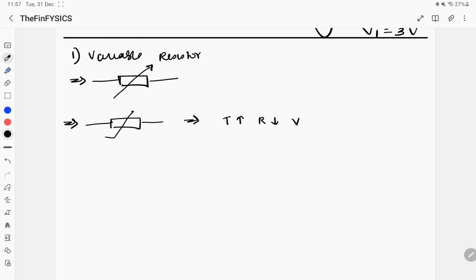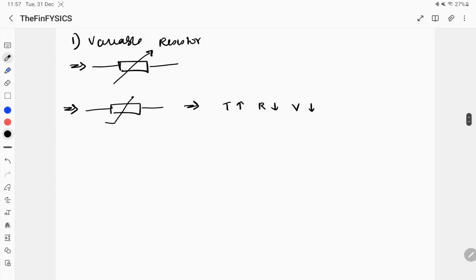Which means if your resistance is decreasing, the voltage across the thermistor has to decrease. Or you can have a resistor that depends upon light, which is your LDR. Over here, as your light increases, your resistance will decrease, so the voltage across it will also decrease.